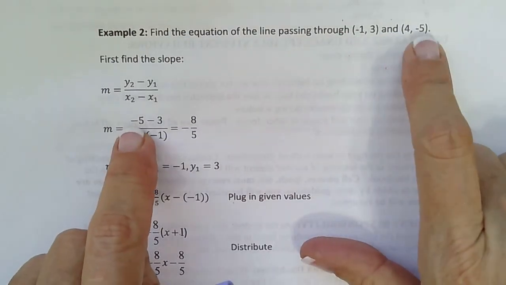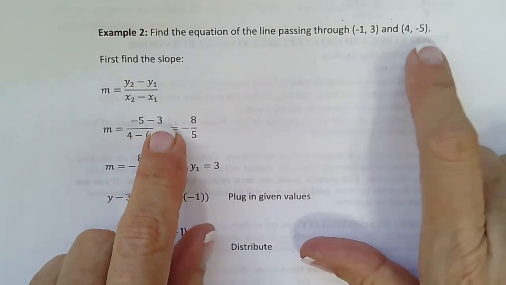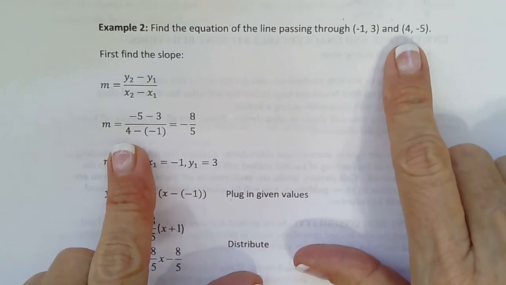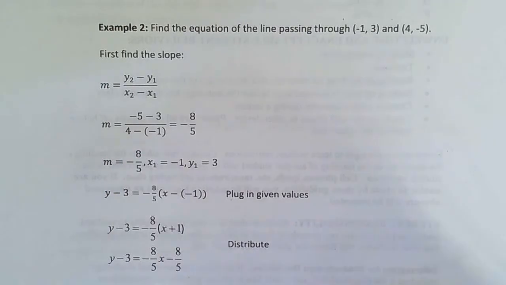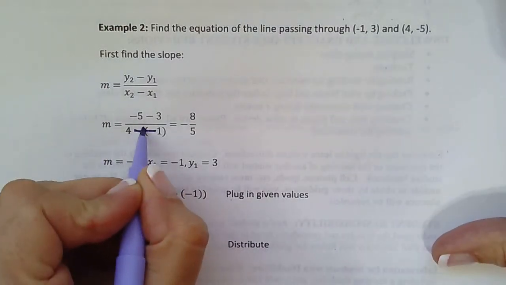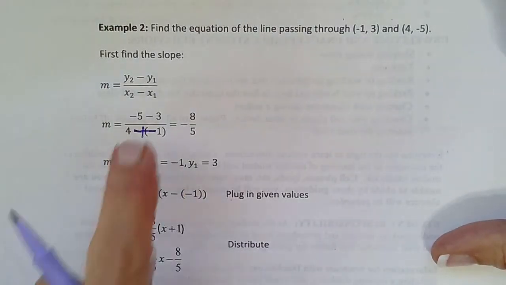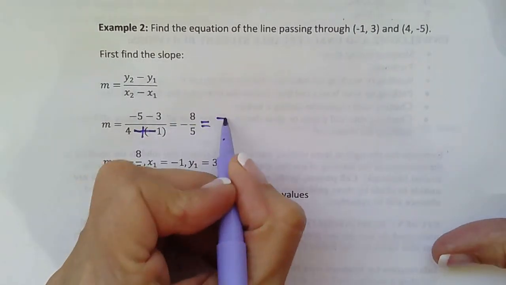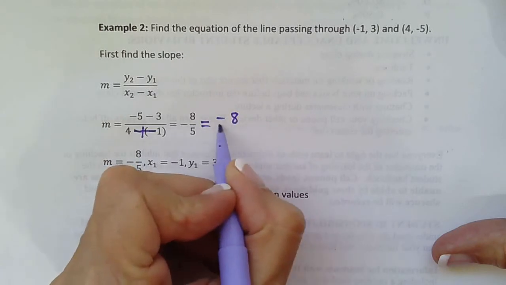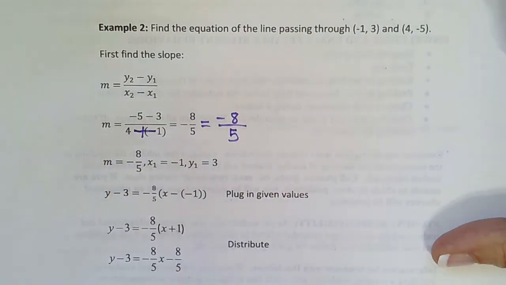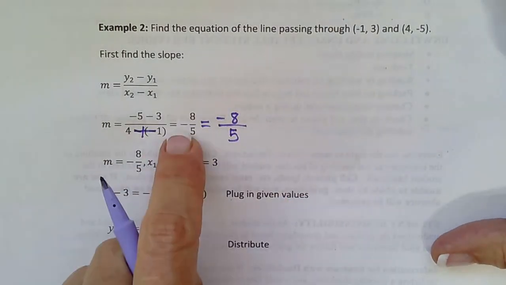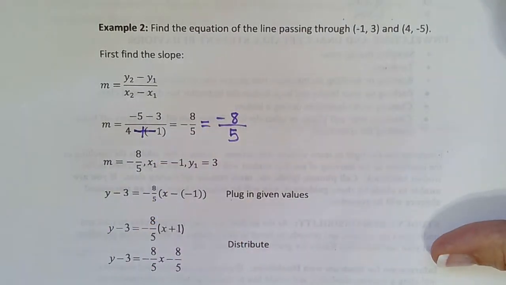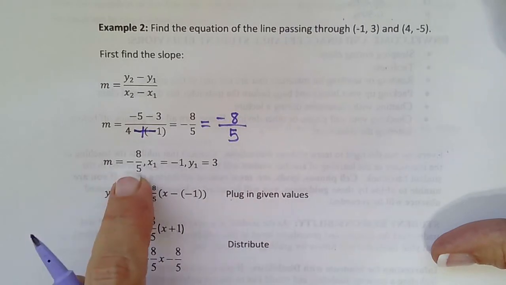So negative 5 minus 3, second y minus first y, over 4 minus negative 1. So that turns to a positive. So I get negative 8 over 5. And remember, you can write it like this. Usually we type it like that, but when we're writing it by hand, we write it like that. And it doesn't matter. We had that question on our Module 5 test, whether it's out front or up there, all the same. So now we know our slope.